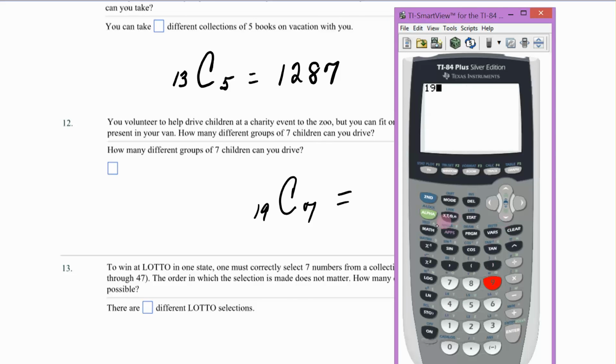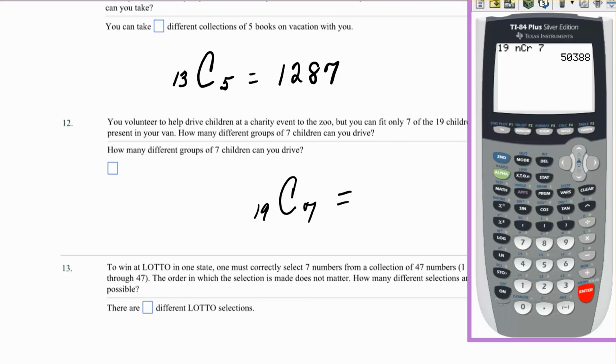19, math, number 3, 7, 19 taken 7 at a time. Well, there are 50,388 ways you could get your kiddos.